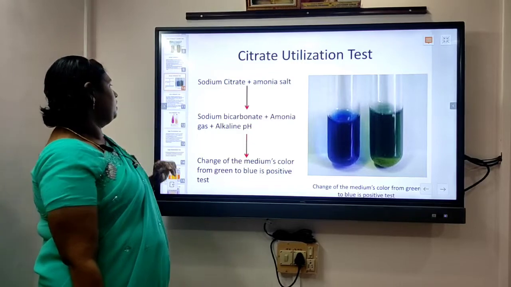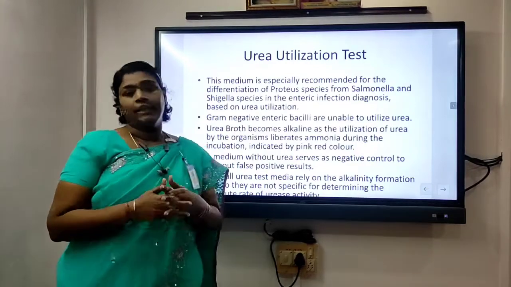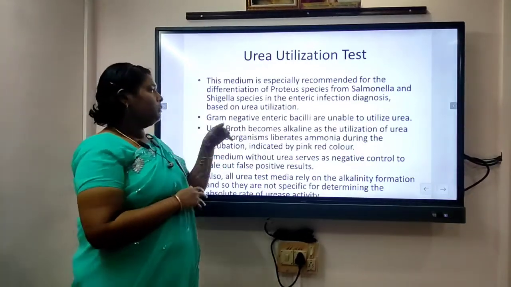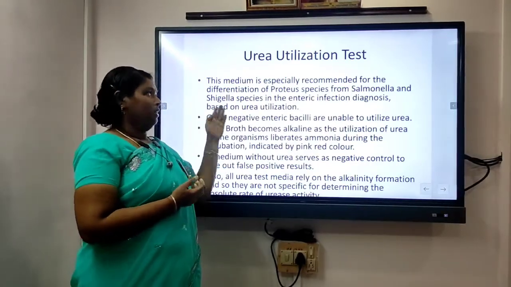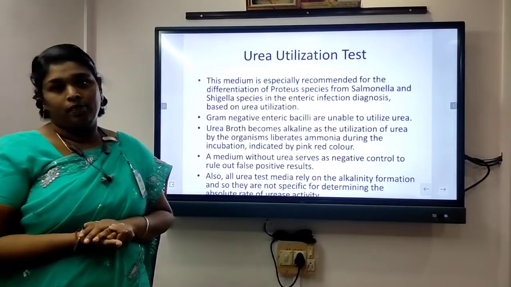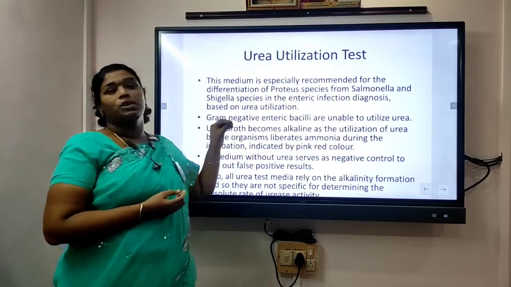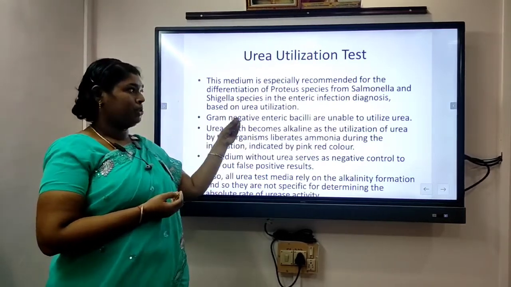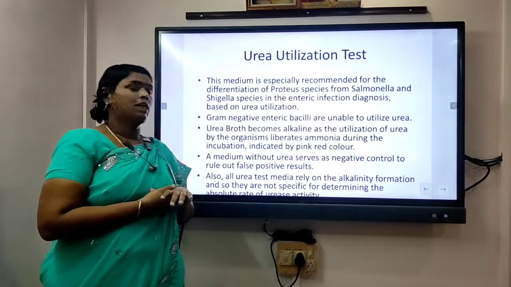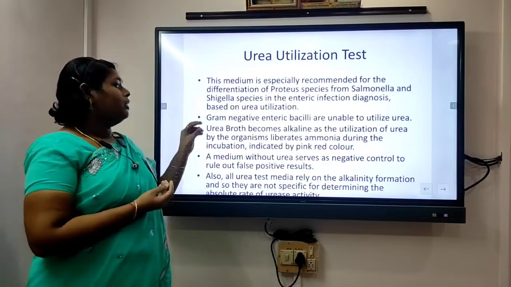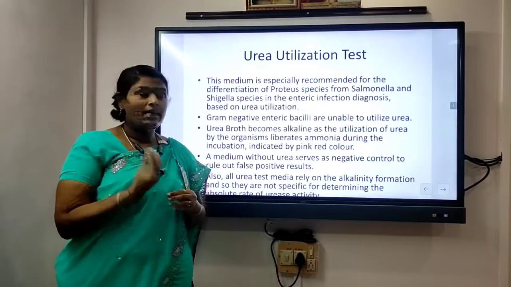So the next test is the urea utilization test. This is also recommended for certain kinds of the Enterobacteriaceae family, especially the Proteus species. Okay, so Proteus is positive for the urease test. Some other Enterobacteriaceae are negative for the urea utilization test. So to detect the presence of the urease enzyme as well as the Proteus species, we will be doing this urease utilization test. Okay, so here the medium used is Christensen urea agar. That enteric bacteria, the enteric bacilli, have the ability to utilize the urea.